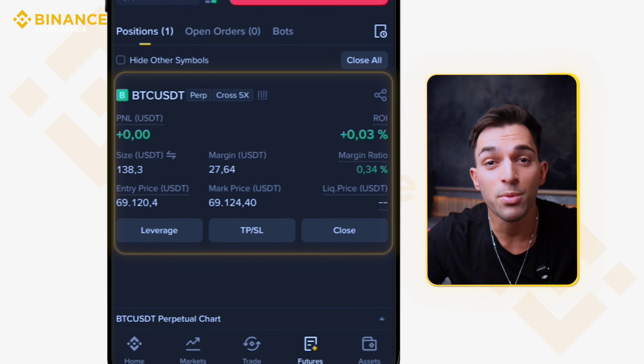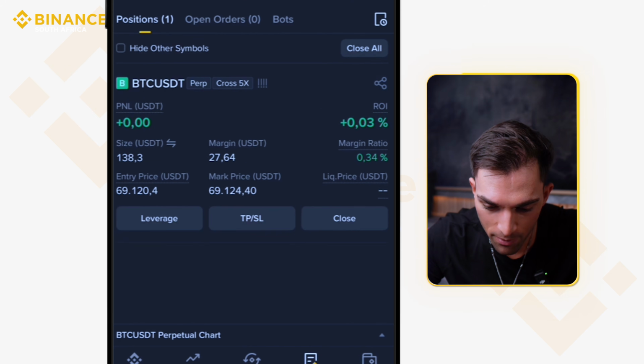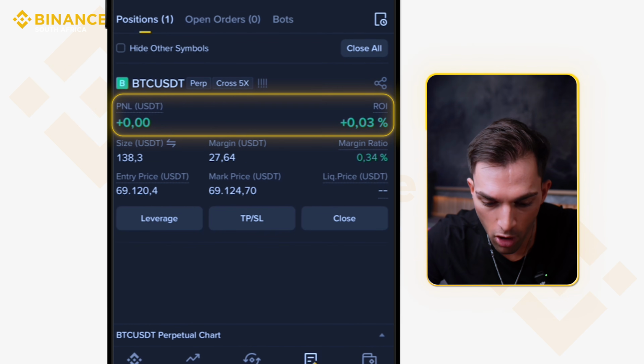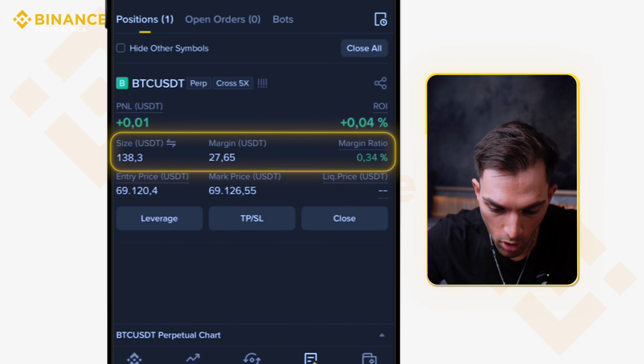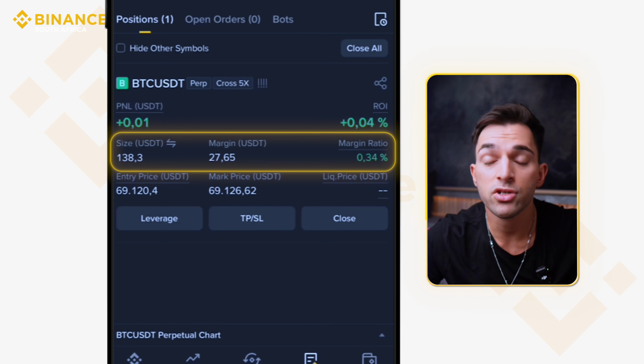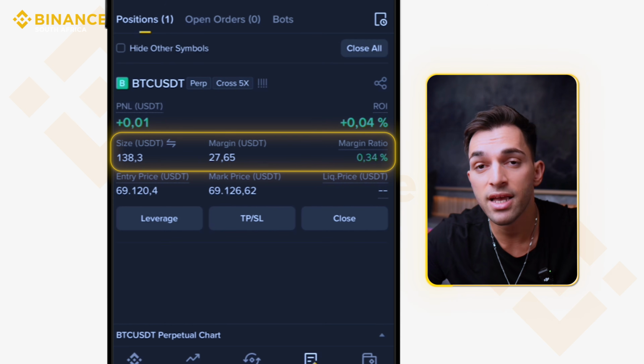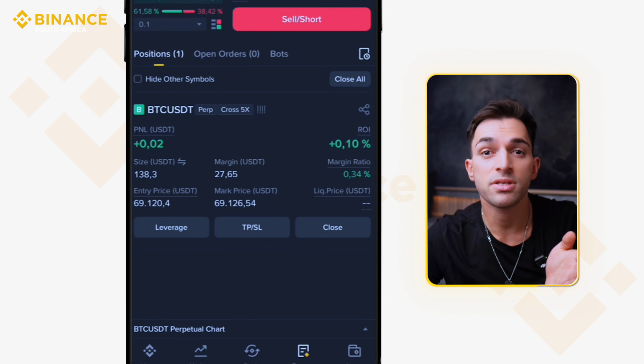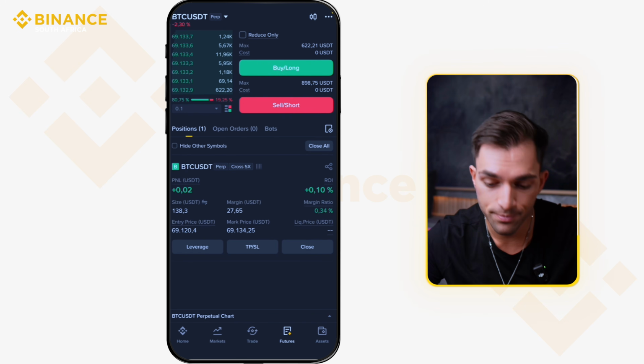Once that's done, you'll see that you've opened your first futures position. At the bottom, we can see the information about it, our ROI, the size of the trade, the margin. The margin ratio is really important, guys. The closer this gets to 100%, the closer your position is to getting liquidated. And that's it. You've successfully completed your first futures trade.